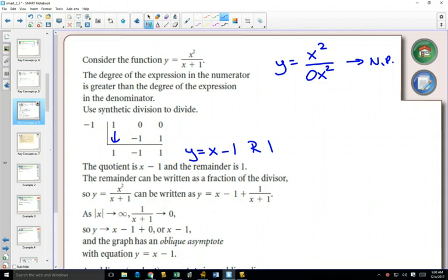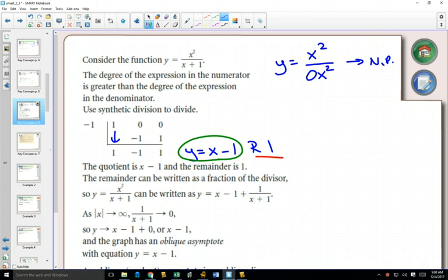The equation of your oblique asymptote is right there, no matter how big or how small this remainder is. It could be remainder 1 billion, which would be a huge remainder. It wouldn't matter because that would be your asymptote.